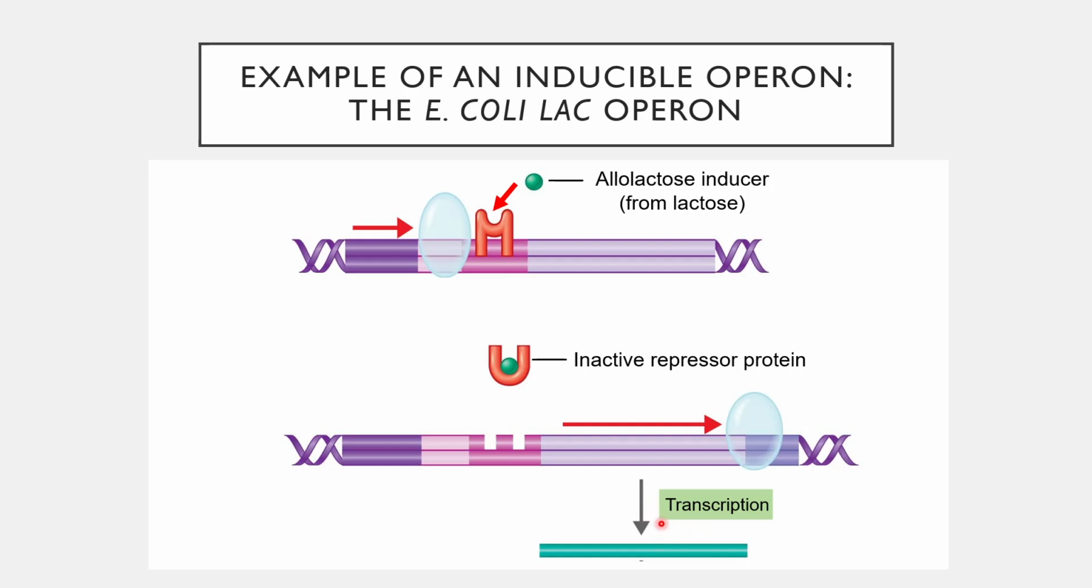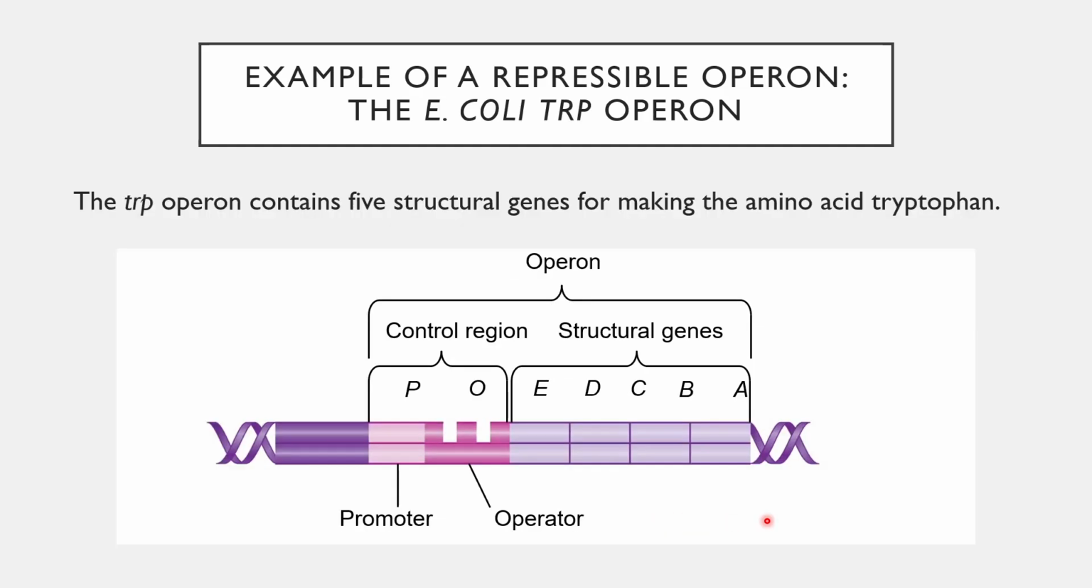Let's now talk about an example of a repressible operon. So remember that the repressible operon is the one that is normally on, and something has to happen to the cell in order for it to be turned off. And a great example of a well understood repressible operon is the trp operon, also found in E. coli. And this operon consists of 5 different genes that are related to the synthesis of an important amino acid called tryptophan. And all 5 of these genes, just like in the lac operon, are under the control of the same control region, so the same promoter and the same operator.